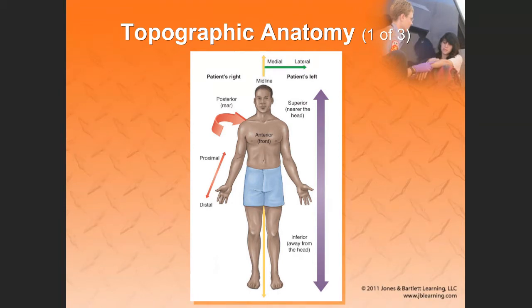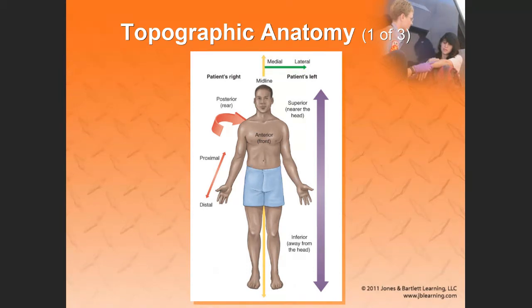When a structure is closer to the midline of the body, it is referred to as medial. When a structure is further from the midline of the body, it is referred to as lateral. Using the forearm, the lateral aspect of the forearm would be the side where the thumb is found, so that would be lateral. The medial aspect of the forearm would be the side where you have the little finger. So that's the medial side because it's closer to the midline.